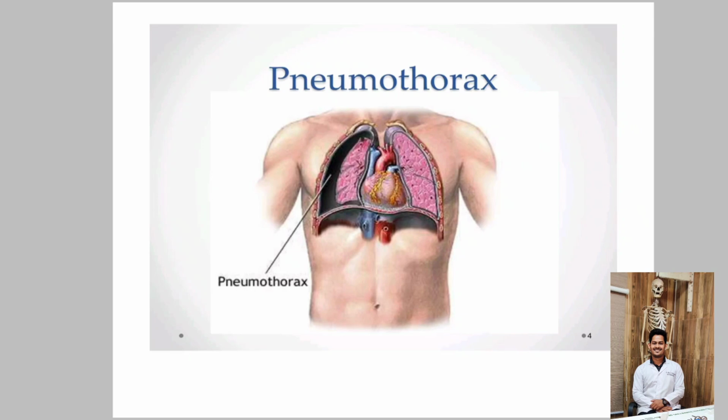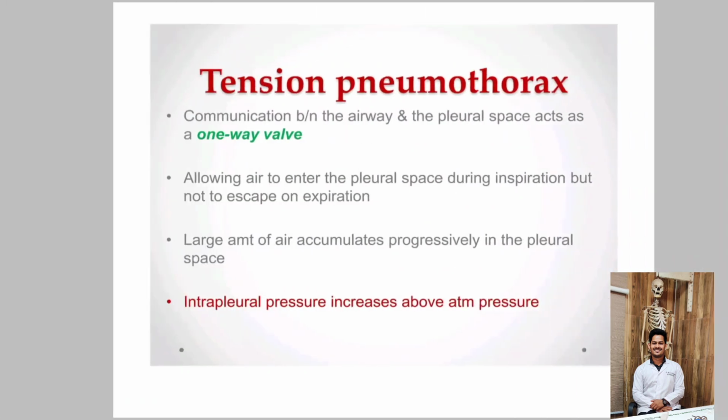So what basically happens is that there is always a slight negative pressure between the pleura and the atmospheric air. But in case of tension pneumothorax or pneumothorax per se, there occurs some entrapment of air inside the pleural space. In this picture you can see the right side is pathological, as there appears to be some collection of air which is compressing the lungs.